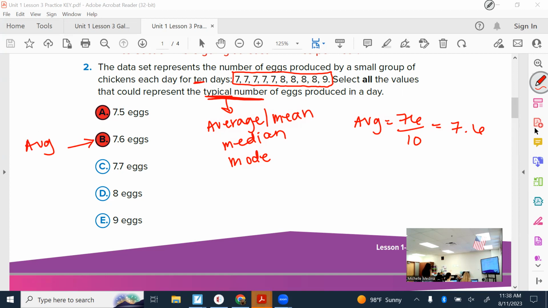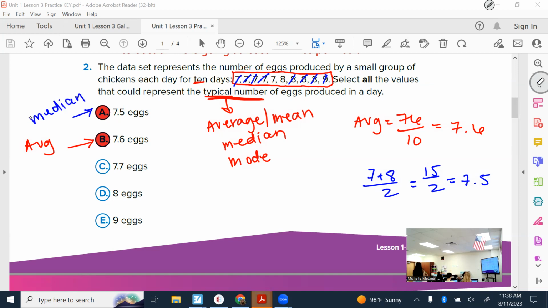And then also find the median, see if that's one of our answer options, because it's supposed to select all. So go left, right, left, right. I should expect 2 in the middle since there's 10 data points. And I have to add those together, divide by 2. That's how I get A as an answer, because that's my median, which also represents typical value.